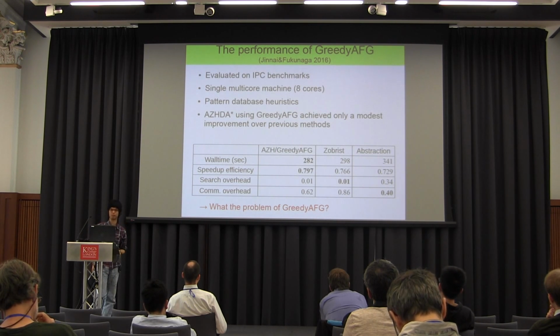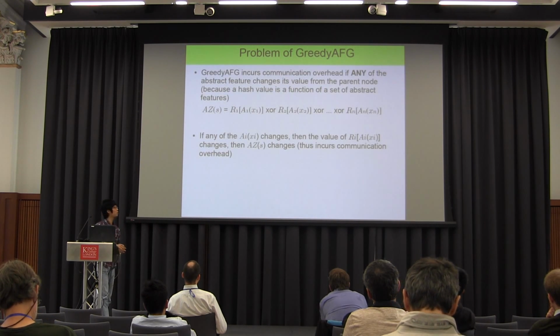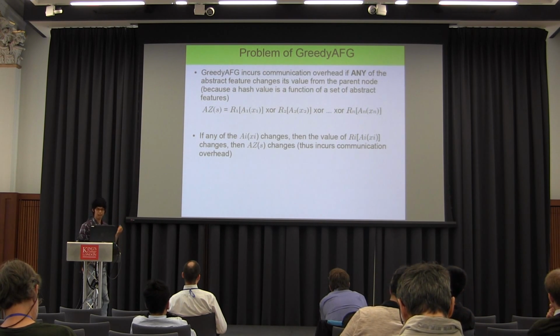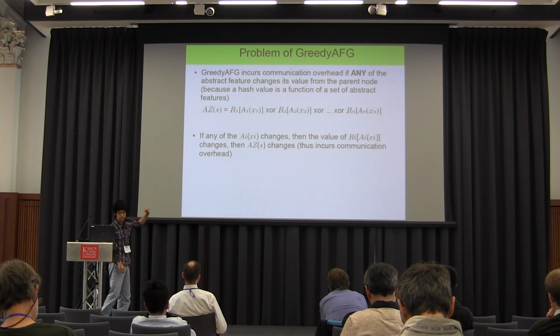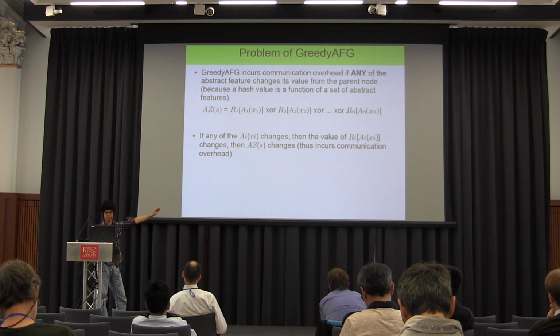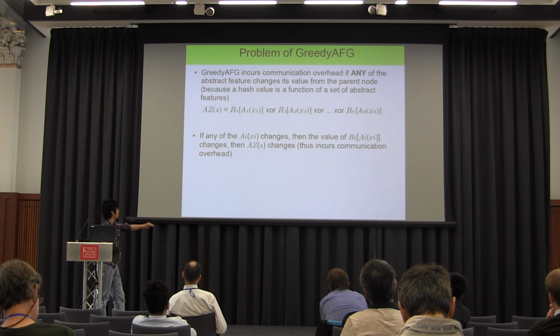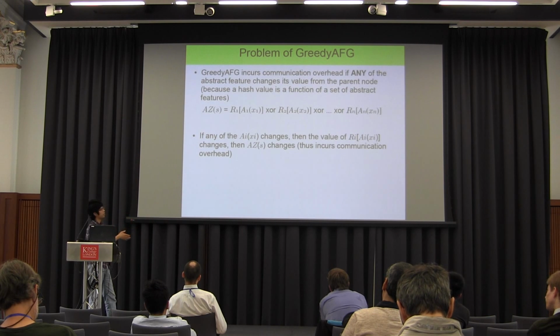So what's the problem of greedy AFG? Well, the problem is that greedy AFG incurs communication overhead if any of the abstract features changes its value for the parent node. Because if any of the abstract features changes, then the value of the hash changes, and thus it incurs communication overhead. So that's actually a problem.